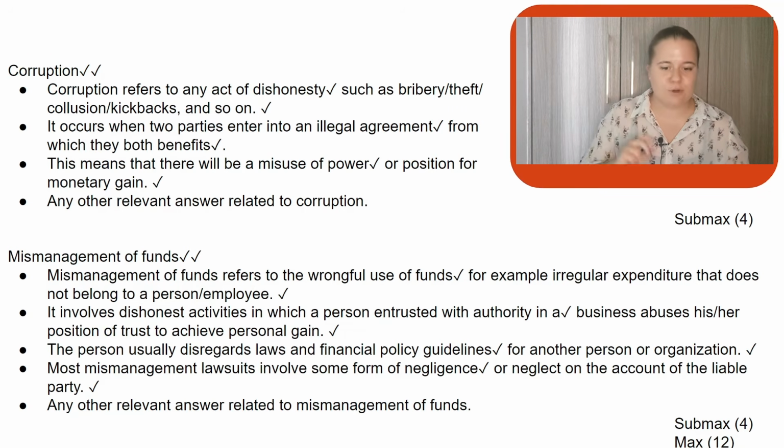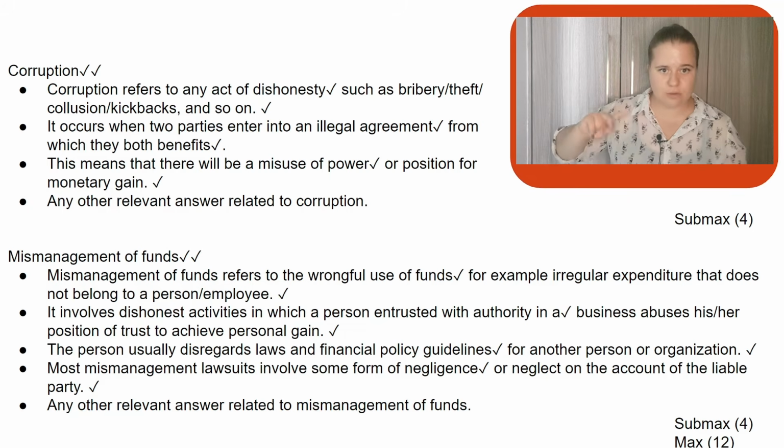Then the next one, corruption. Corruption again, 2 marks. Corruption refers to any act of dishonesty such as bribery, theft, collusion, kickbacks, and so on. It occurs when 2 parties enter into an illegal agreement from which they both benefit. This means that there will be a misuse of power or position for monetary gain. So again there, sub-max 4, 2 marks for the heading, 2 marks for an explanation.